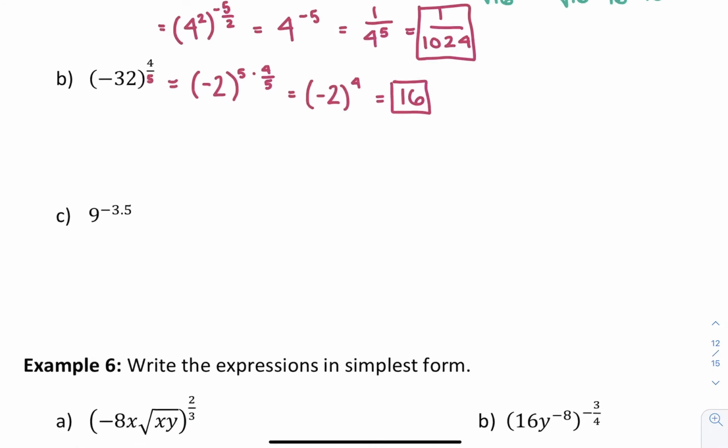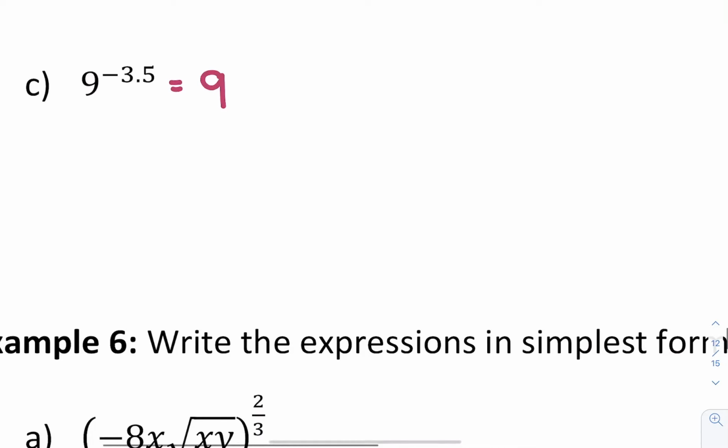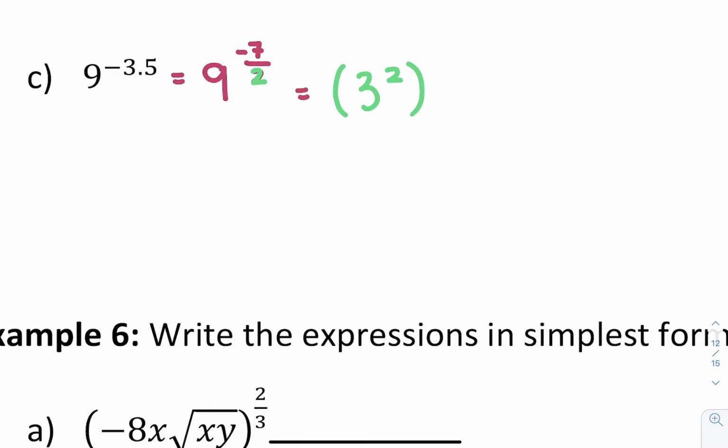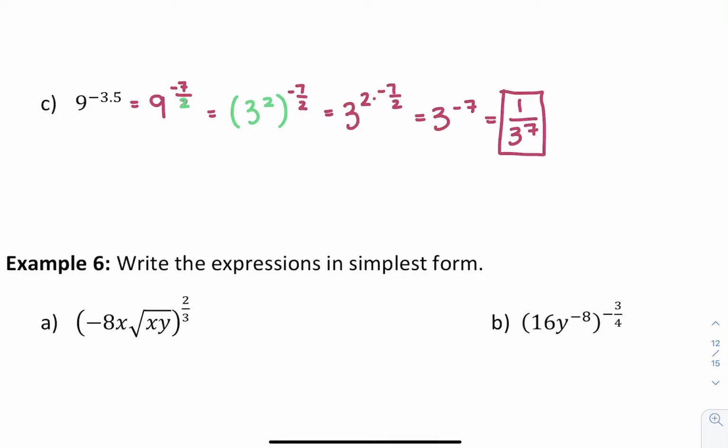Let's try one more. In this one, I have a decimal, so I'm going to change this into a fraction. So I'm going to rewrite this as 9, let's say, to the negative 7 over 2. Now look, I have a 2 in my denominator. Can I write 9 as something squared? Well, yeah, I can write this as 3 squared, and I'm going to keep my exponent of negative 7 halves. Now if I multiply it out, I get 3 to the 2 times negative 7 halves, which is 3 to the negative 7, which is 1 over 3 to the 7th. You can multiply it out, or I'm totally fine with you leaving it like that because 3 to the 7th is a little bit big.